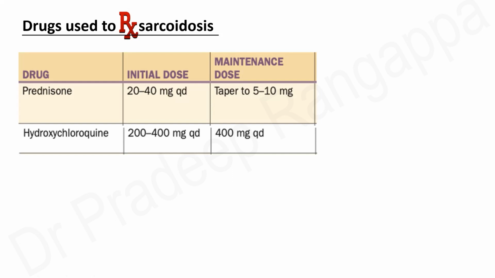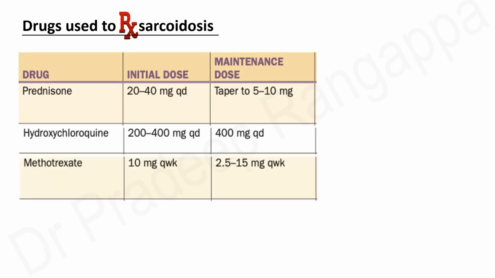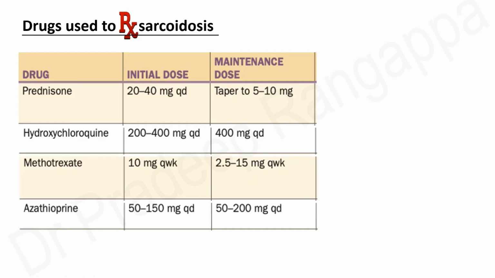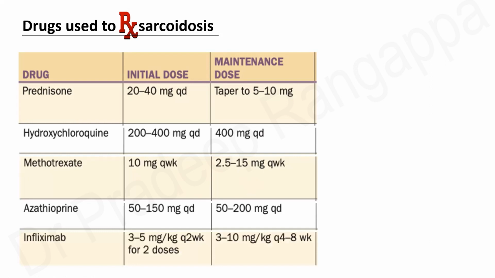Hydroxychloroquine can be used as a disease-modifying agent, and methotrexate 10 mg once a week and 2.5. So these are all standard disease-modifying agents for these conditions. And azathioprine 50 to 150 mg once a day, and 50 to 200 mg once a day as maintenance. And infliximab in someone who is refractory to steroids could be considered at 3 to 5 mg per kg every 2 weeks for 2 doses, and then every 4 to 8 weeks, every month or every 2 months, has to be considered. So this is an overview of the treatment.